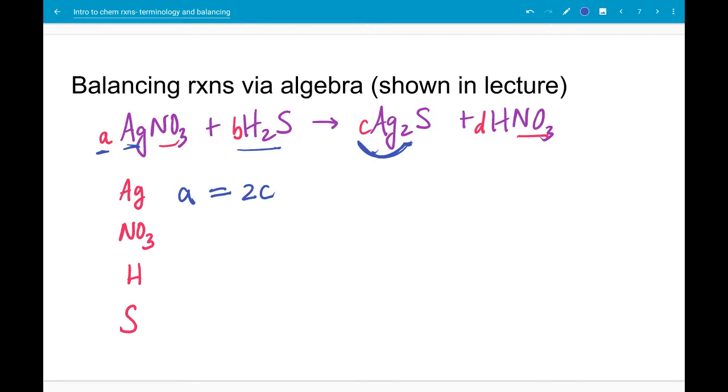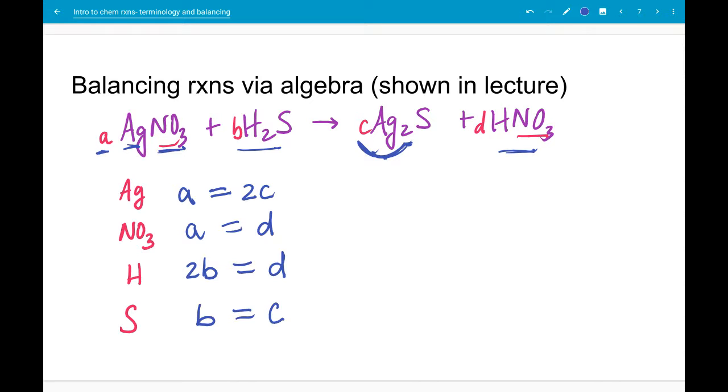Now my next one, I have NO3. So that's 1 NO3 times A. No NO3 in H2S. I see the arrow. No NO3 in Ag2S. Oh, but I have an NO3 with the D. And there's only one of them. So now I look for H. There's no H in AgNO3. Oh, there's 2 H's. So 2B, arrow is equal. No H's, and there's an H with the HNO3. There's only one of them. And then we look for sulfurs. Nothing in AgNO3. Ooh, there's one with that first guy. Arrow. Oh, there's only one. B equals C. And then there's nothing with HNO3.